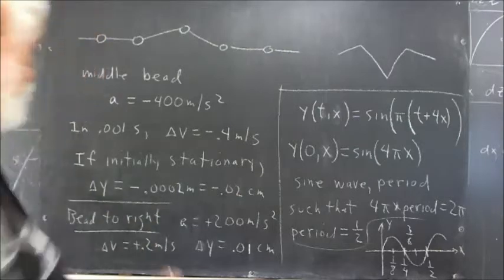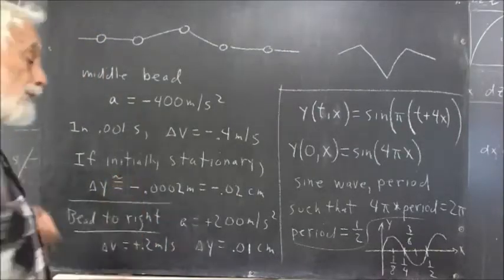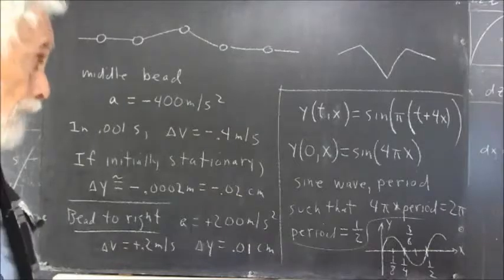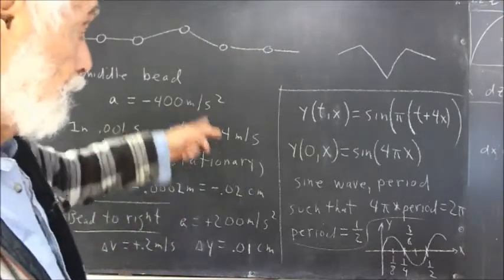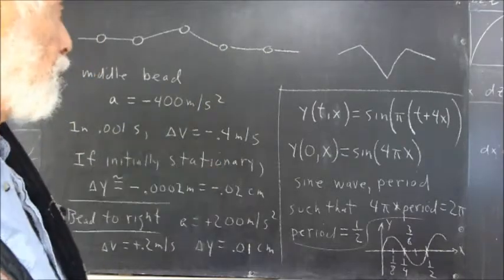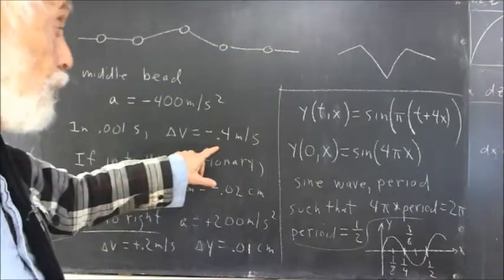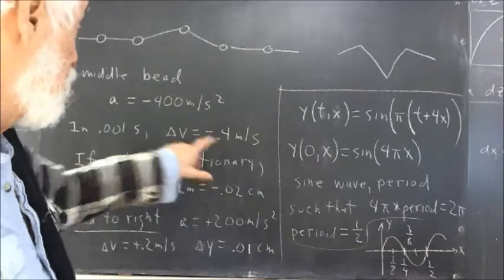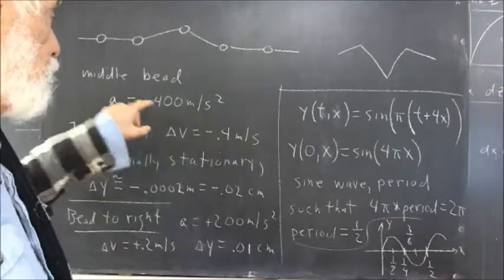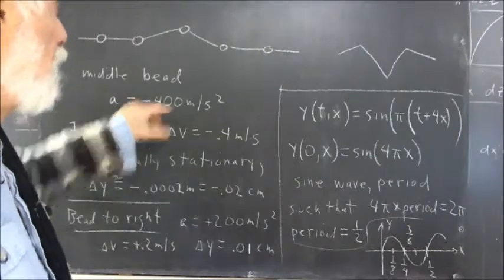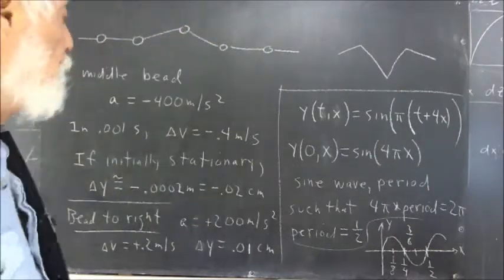The delta y will be approximately equal to this, because the average velocity will be approximately equal to the average of 0 and -0.4 meters per second. The -0.4 meters per second isn't quite accurate. The acceleration is not going to be uniform. The acceleration will actually decrease in magnitude as this angle decreases.